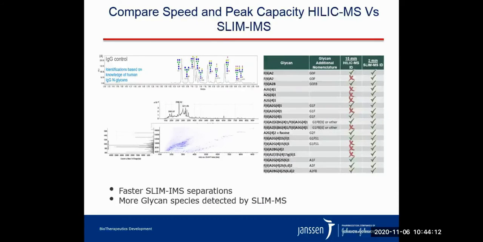This is a comparison of HILIC-MS with SLIM-IMS-MS analysis of released glycans. We can see that a typical HILIC run takes 15 minutes to separate glycans, whereas IMS can separate glycans in less than seconds of runtime. The table shows that many more glycan species are detected using a 2 minute flow injection run in comparison to the 15 minutes of HILIC run times.